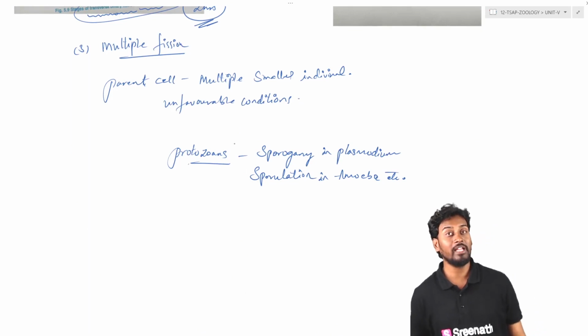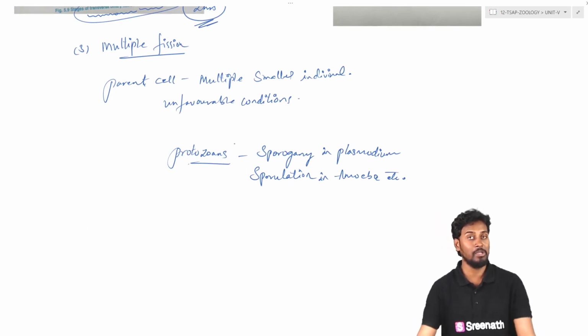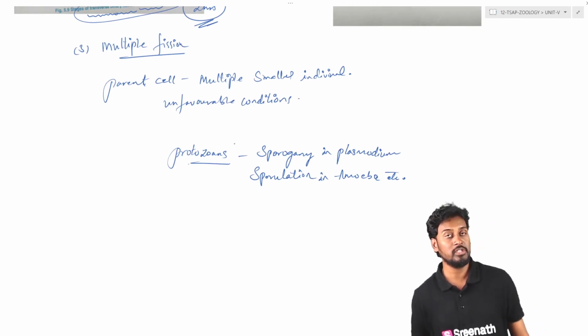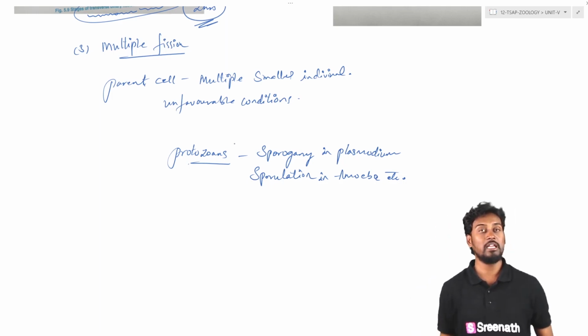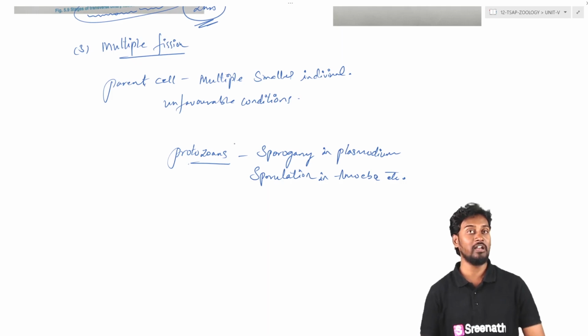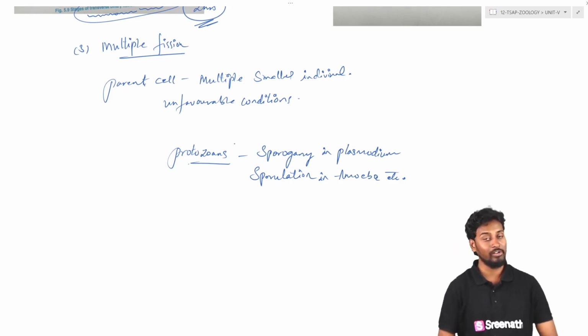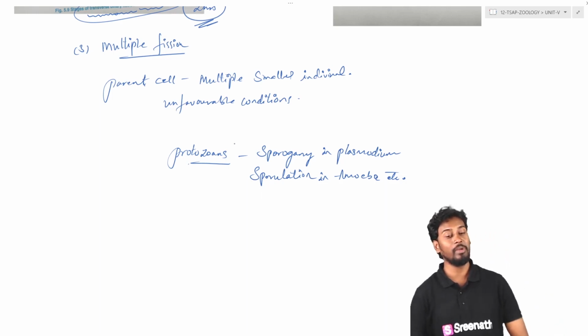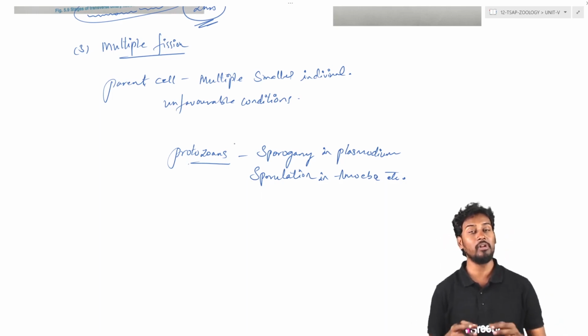So coming to the final kind of asexual reproduction, that is multiple fission. This asexual reproduction is called multiple fission. It is generally shown by the parental cell when it is exposed to unfavorable conditions. So in case of unfavorable conditions, we can see the parental cell undergoing multiple division.